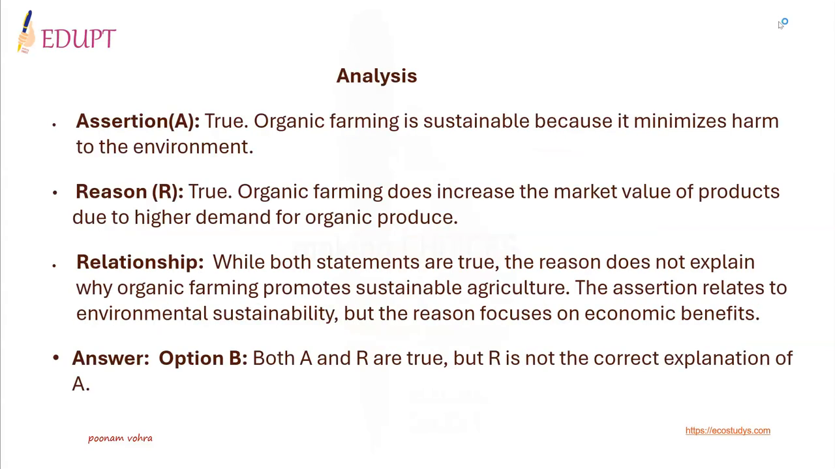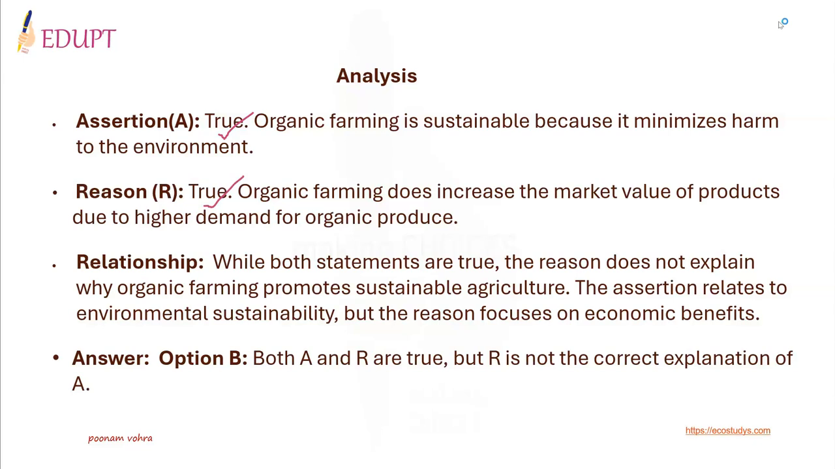Now let's analyze the assertion and reasoning statements. Assertion statement is a statement that makes a claim. So here the claim is that organic farming is sustainable because it minimizes harm to the environment. The claim made is true. Reason statement is the supporting statement that explains the claim. So here the reasoning given is that organic farming does increase the market value of products due to higher demand for organic produce. This is also correct.